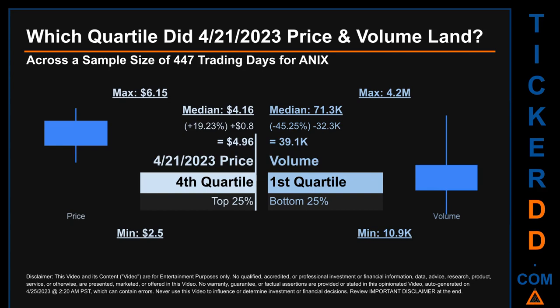Descriptively, ANIX has a median price of $4.16. Therefore, April 21, 2023 price was higher from that middle marker by 19.23%. The day's volume of 39.1 thousand was less than the median by 45.25%.